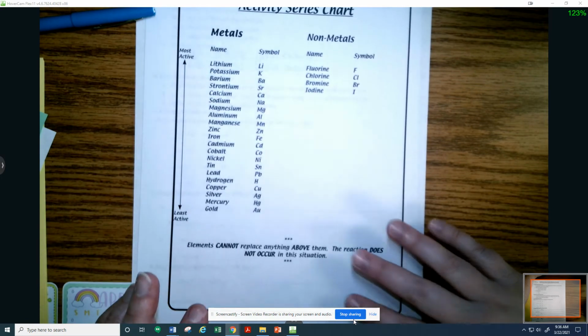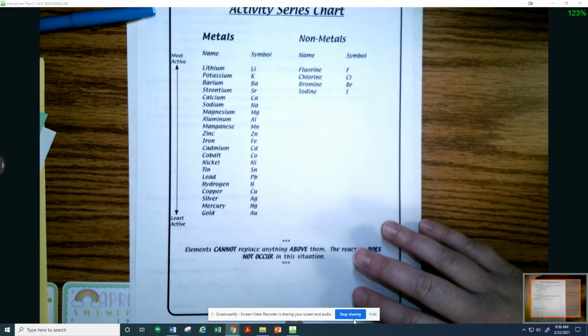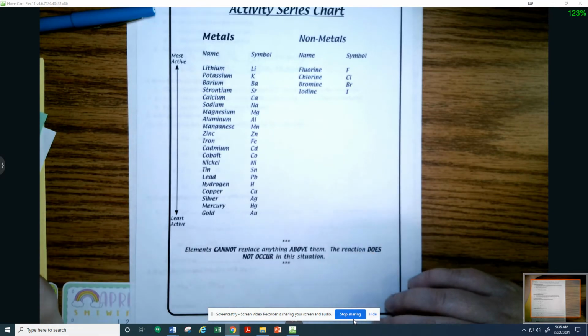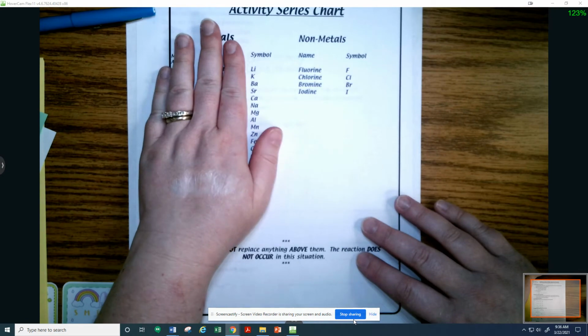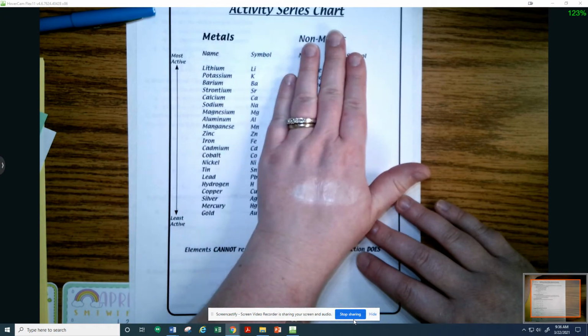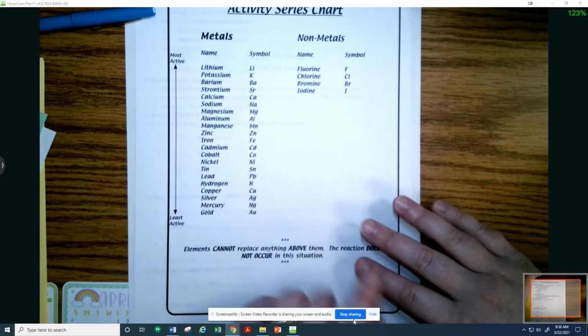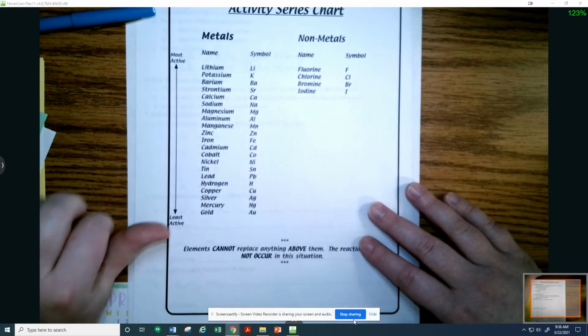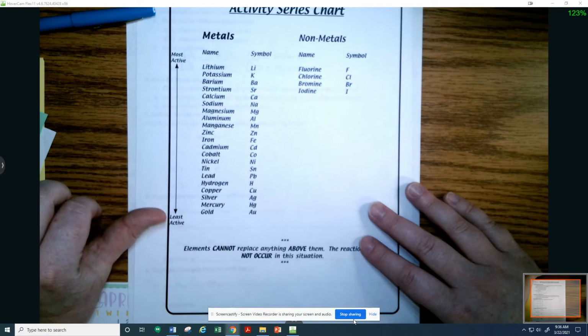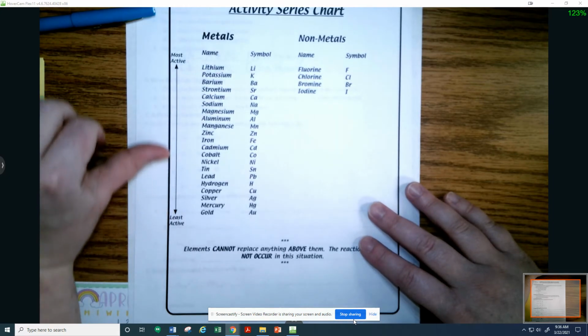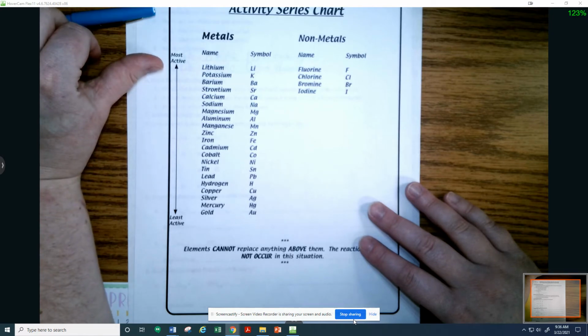So the activity series, I like this one compared to others that are out there. There are two different series within here. We have one that's comparing the metals and one that's looking at non-metals, specifically the halogens. So anytime you have to look for a metal, you're going to be looking on this side. And gold is at the bottom of the list, meaning it's the least active out of these provided metals. As you make your way towards the top, lithium is the most active metal.